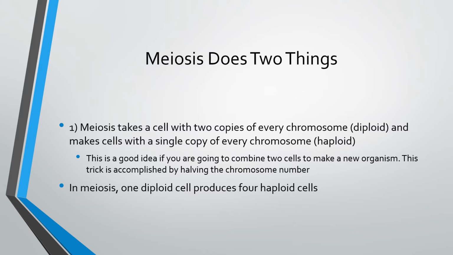Meiosis does two things. First of all, meiosis takes a cell with two copies of every chromosome, a diploid, and makes cells with a single copy of every chromosome, a haploid. This is a good idea if you're going to combine two cells to make a new organism. This trick is accomplished by halving the chromosome number. In meiosis, one diploid cell produces 4 haploid daughter cells.